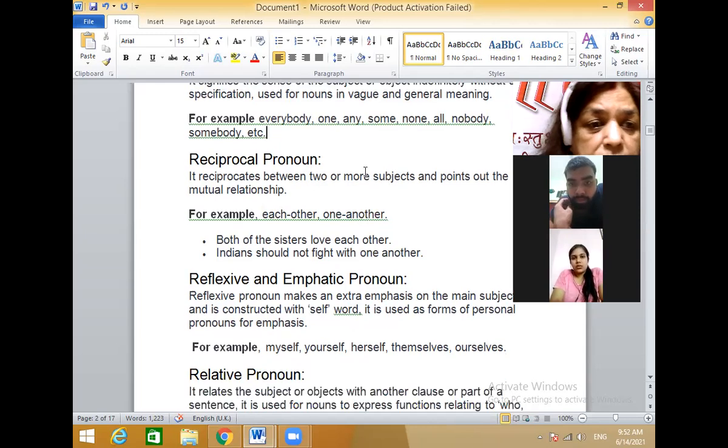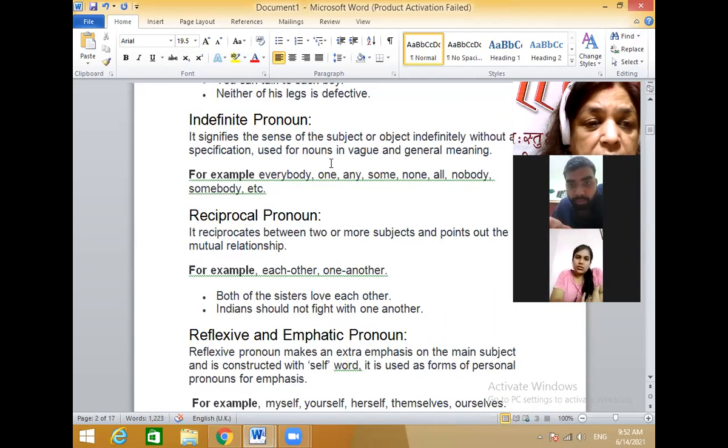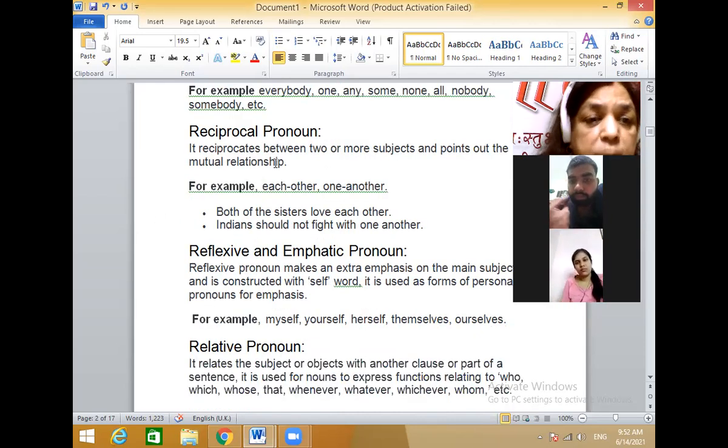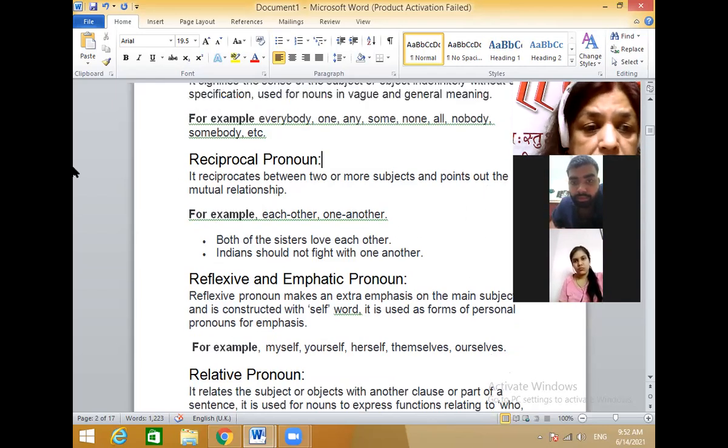So now we turn to reciprocal pronoun. Here I'm only giving you the terminology and what it means with examples, and telling you the main thing, subject verb agreement. Everybody has come, not have come. All right. Reciprocal. It reciprocates between two or more subjects and points out a mutual relationship. For example, each other, one another.